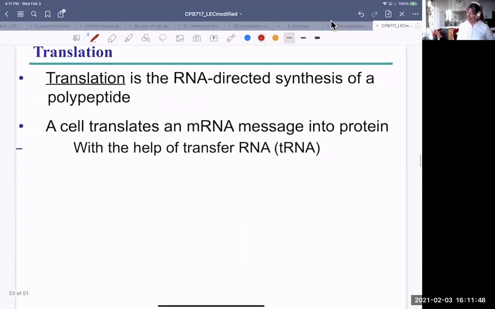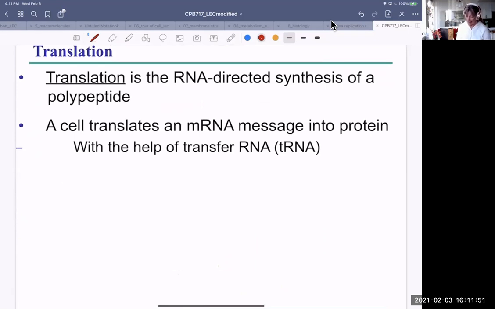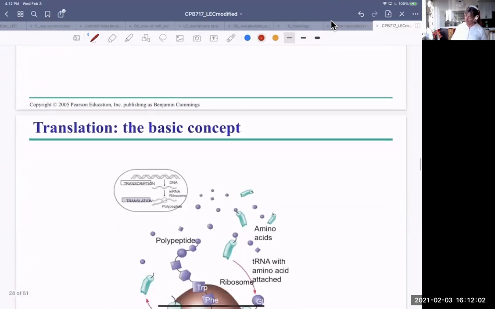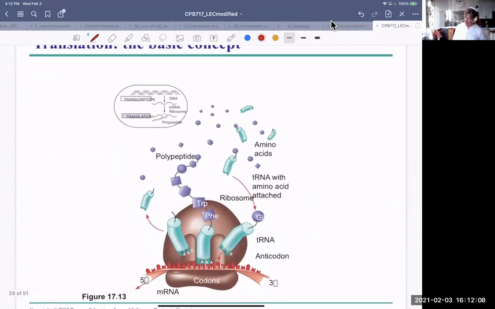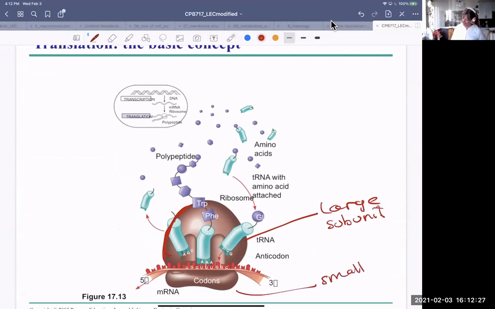So translation is RNA-directed synthesis of a polypeptide. So now we've got that messenger RNA. It's all been processed. But it doesn't work alone. It works with other RNAs as well. Here's the basic concept. Two large ribosomes. Well, one is larger than the other. It's called the large subunit. And this is a small subunit. And they only get together for translation.